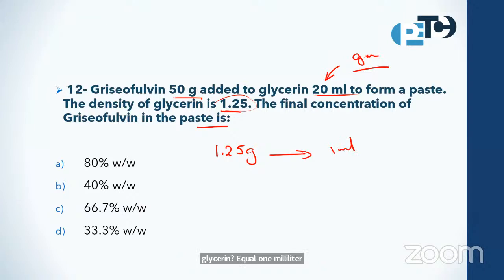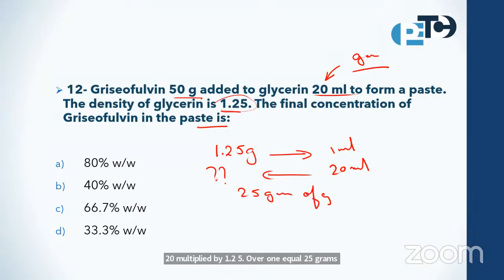Right? We have 20 milliliter. So how many grams of glycerin is corresponding to 20 milliliter? Let us calculate it. 20 multiplied by 1.25 over 1 equals 25 grams. So this paste is now containing 25 grams of glycerin plus 50 grams of griseofulvine.